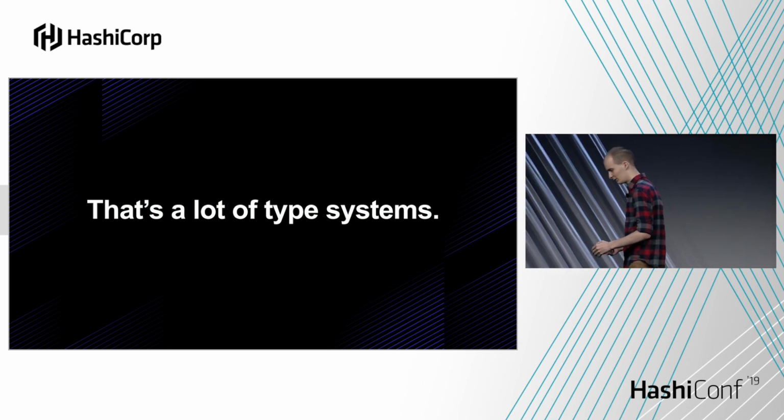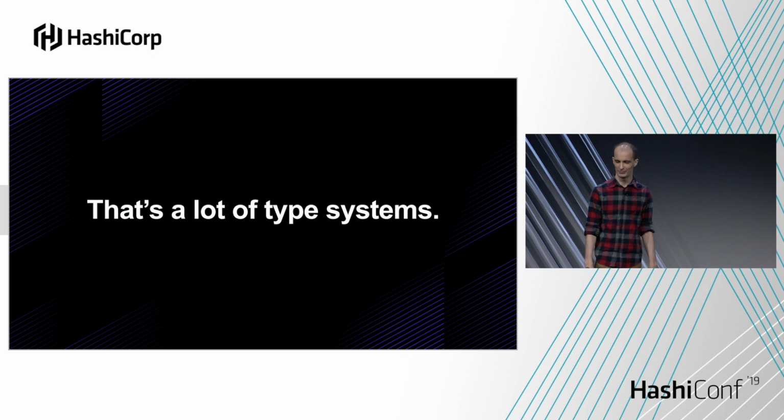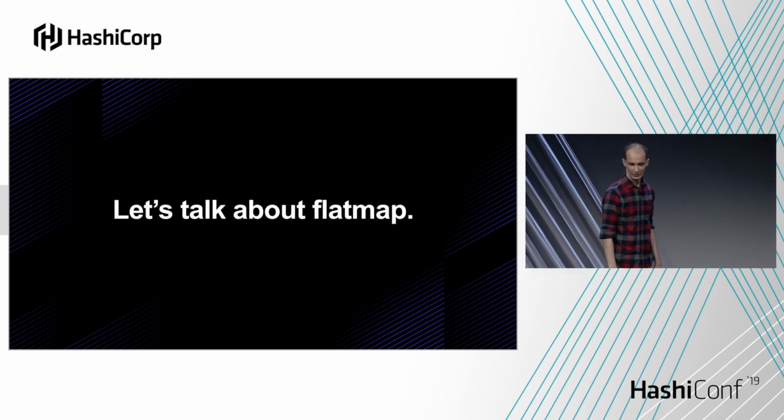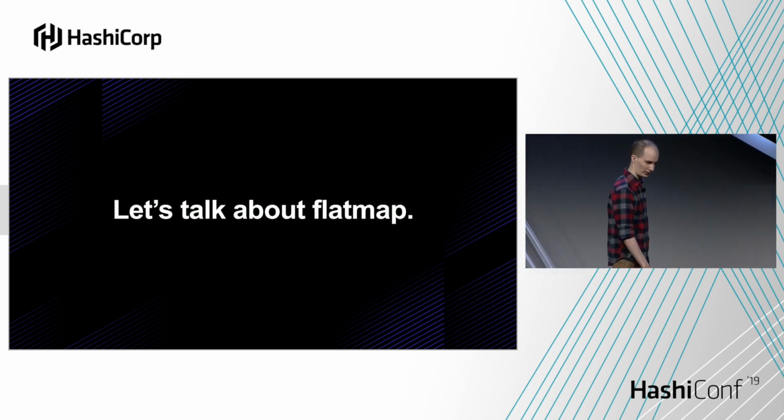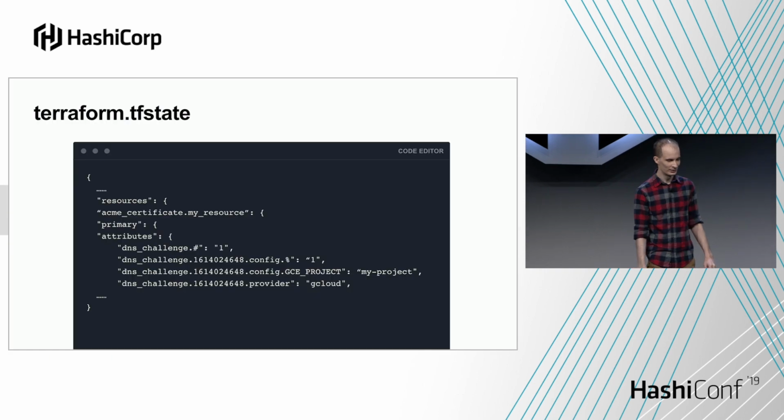So my point here is there's a lot of type systems. I think I listed off like 4 or 5 different representations of types there. And so I want to talk about some of them really quick. Let's talk about flat map. If you don't know what flat map is, that's okay. We're about to talk about what flat map is.